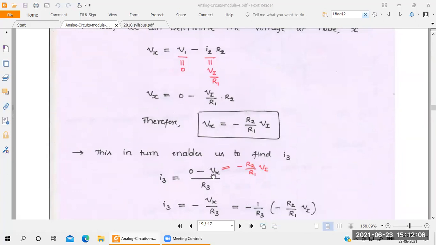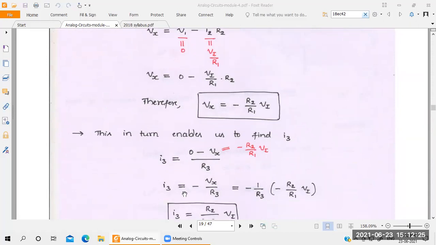And minus is the difference value with respect to Vx. You take terms like V by R: ground voltage minus Vx voltage divided by R3. Ground voltage is how much here? 0. So how much do you get for Vx? Minus R2 by R1 multiplied by Vi. Understood? So I3 is equal to minus Vx by R3.